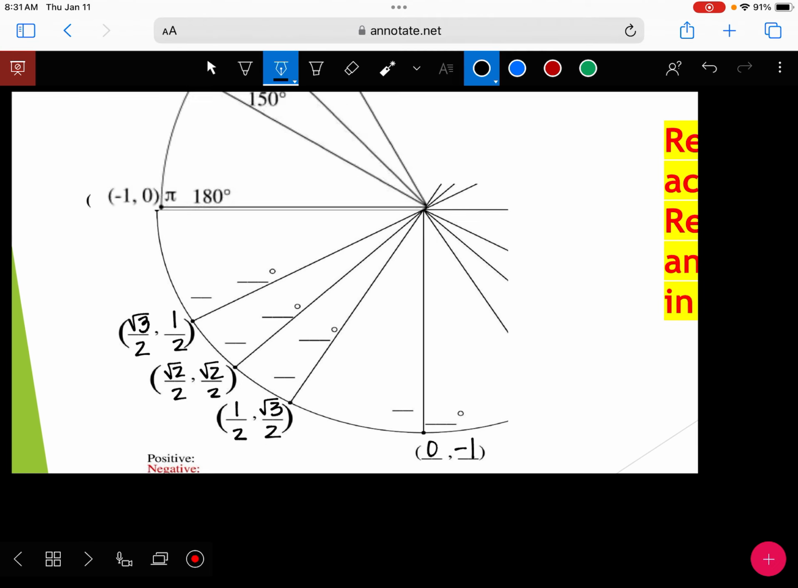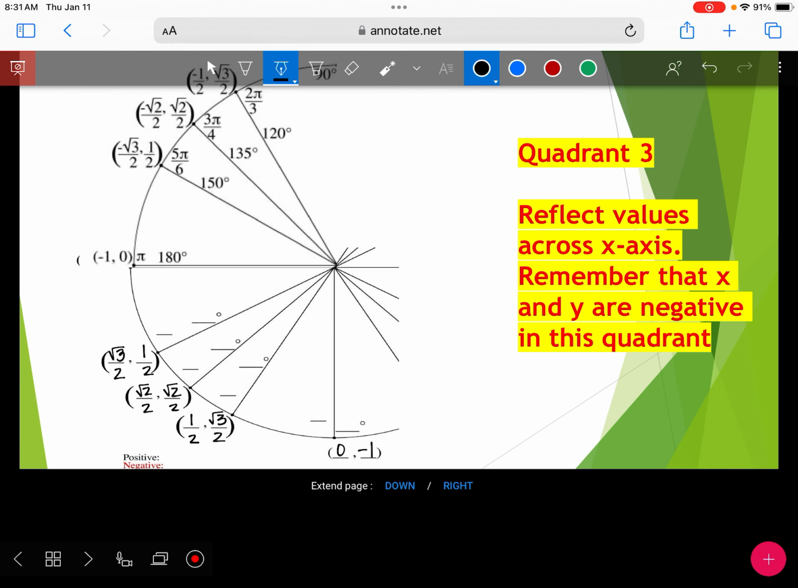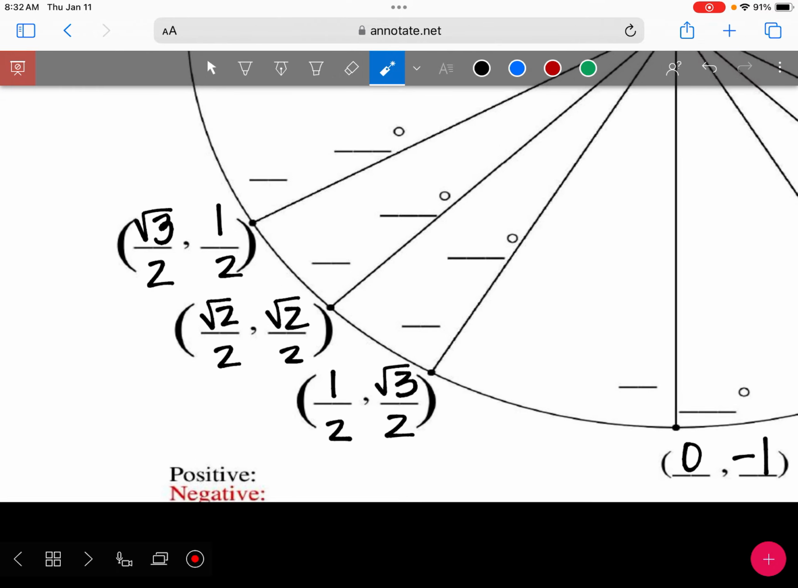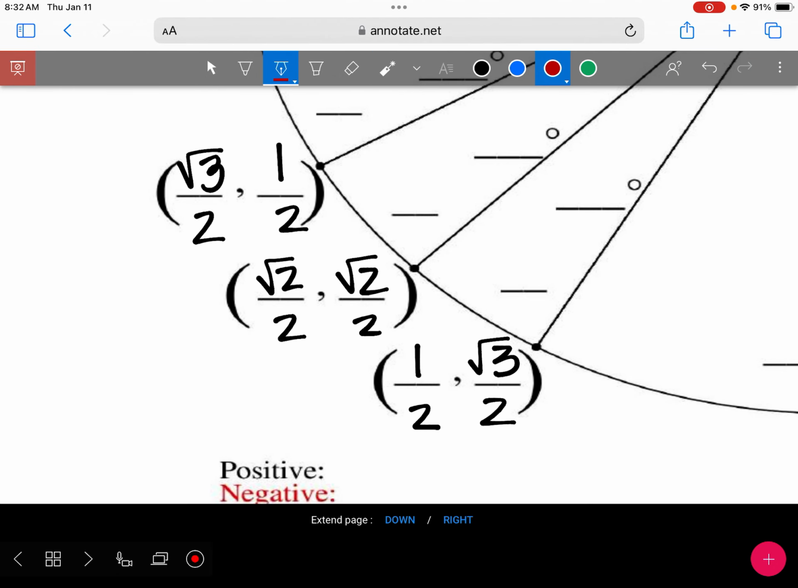Now in quadrant 3 though, I want you to write both x and y are negative. So we reflected across the x-axis, but in quadrant 3, you have to put negatives in front of sine and cosine. So let's go back in. I'm going to put a negative in front of x and y. In quadrant 3, x and y are both negative. So I'm going to put my negatives in front. Negative, negative, negative. And I always put mine in a different color, just so we remember that.